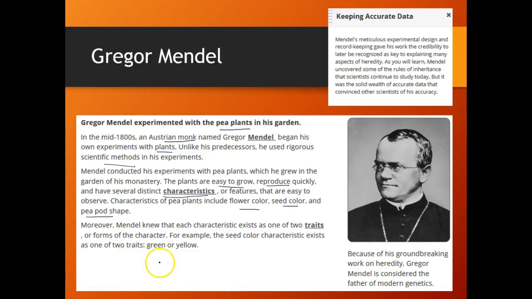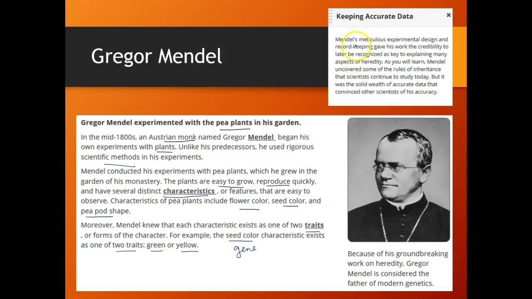Mendel knew that each characteristic existed as one of two traits, or forms of a character. For example, in the pea plants, if he was looking at the gene seed color, then he could see two different types of traits. He saw green seeds or yellow seeds. And so this was kind of the starting point of his scientific experiments.